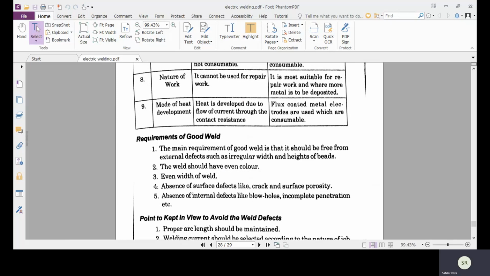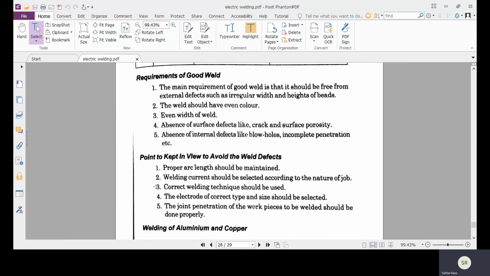Now we will move towards the requirement of good weld. The main requirement of good weld is that it should be free from external defects such as irregular width and height of beads. The weld should have even color, even width of weld, absence of surface defects like crack and surface porosity, absence of internal defects like blowholes, incomplete penetration, and so on.